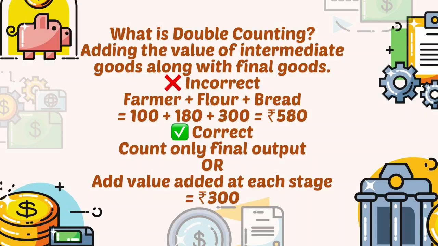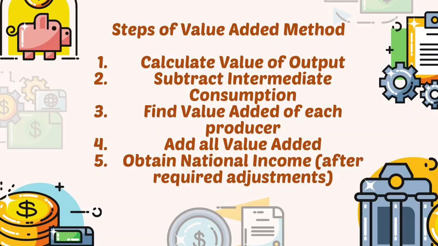So how do economists avoid double counting? There are only two correct methods. Count only final goods or the value of final goods, or add the value added in each stage of production. Both methods will give you the same answer. Memory trick: double counting means the same value counted more than once. If the examiner asks how double counting can be avoided, write these 2 points.